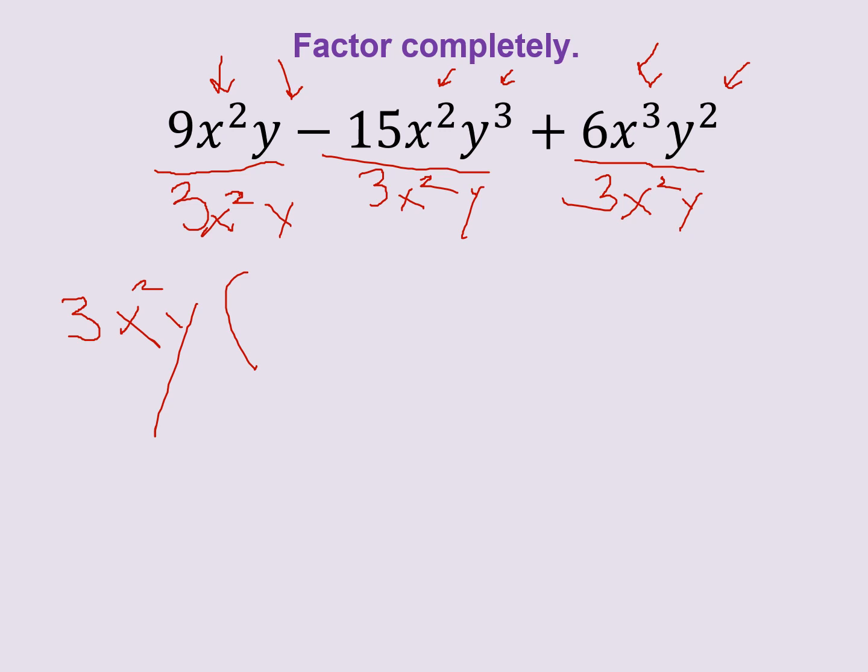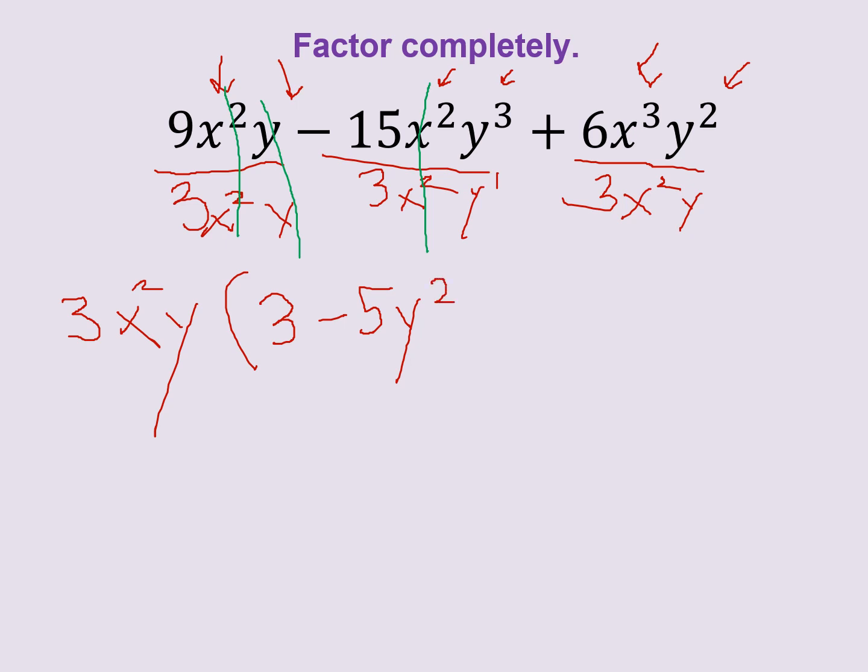9 divided by 3 is 3. And you can see that I've got x squared over x squared. That cancels to make 1. Y over y cancels to make 1, so all that's left is the 3. In the next term, negative 15 divided by 3 is negative 5. I'm going to look and see x squared over x squared cancels to make 1, but then I've got 3 y's in the numerator and 1 y in the denominator, so that leaves me only 2 y's, so I'm going to have a y squared left.